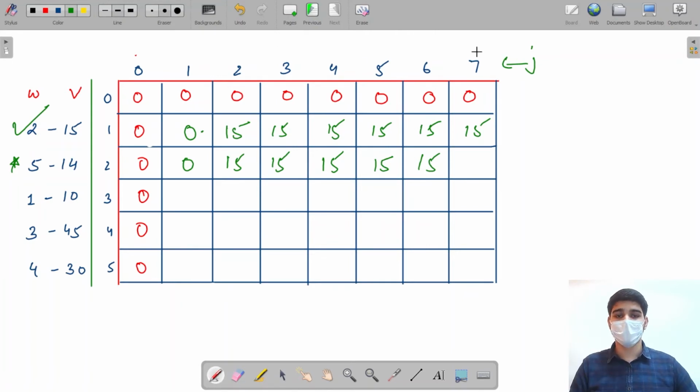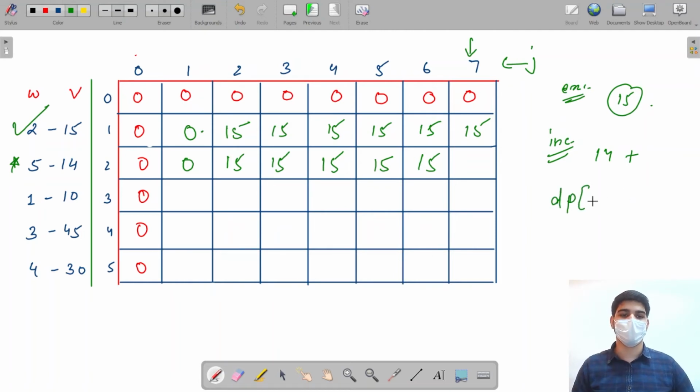Right? Now, if we move to capacity of 7, if I exclude myself again, the maximum value that I get from the previous row, of course, is 15, right? And if I include myself, I'm getting 14 plus what I would get is dp, I'm writing the formula over here now, dp of my previous row, right? So the previous row is, let's suppose, r minus 1. And what was the column? The column would be the current column, which is the current capacity minus my own weight. So the current capacity, which is j, minus my own weight, which is wt, right?